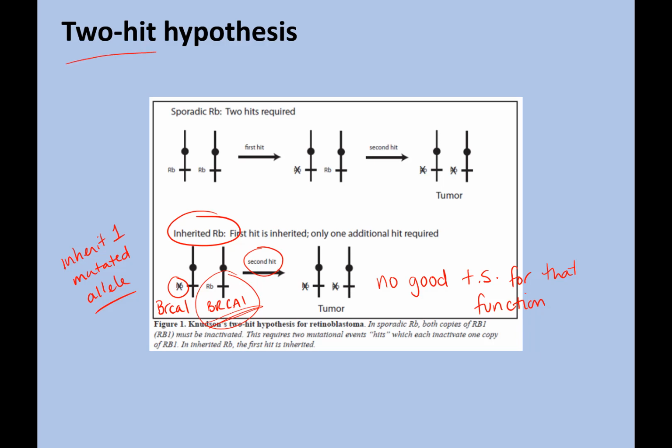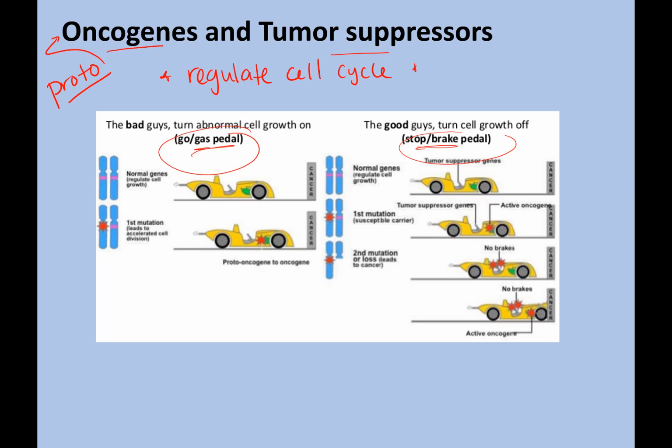So we talked about the two-hit hypothesis with tumor suppressors. Now, oncogenes are a little bit different because once you have one gas pedal stuck on, it can override the other one. So once you say go, you're going. Versus if you have two brake pedals and one goes bad, you can still stop with the other one. But if you have two gas pedals and you push on one, it doesn't matter if you're not pushing on the other one, it's still going.